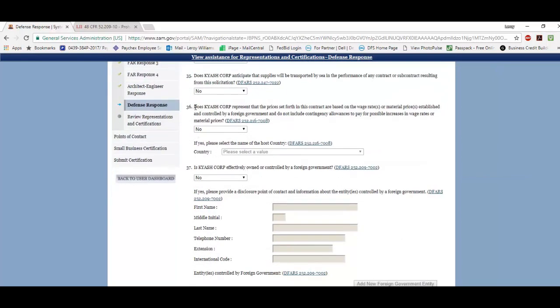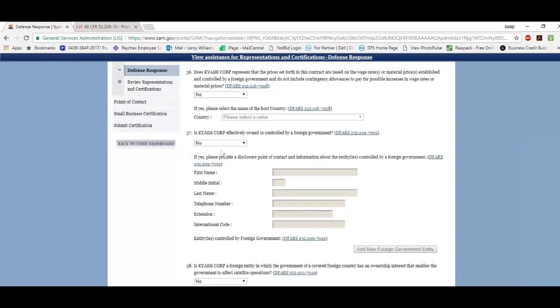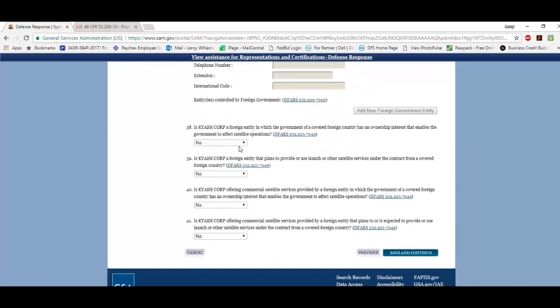That was 35. 36. Does Irs Corp represent that the prices set forth in this contract are based on wage rates or material prices established and controlled by a foreign government and do not include contingency allowances to pay for possible increases in wage rates or material prices? That would be no. As you can see, if we had yes, we'd have to select the country. Number 37, is Irs Corp effectively owned or controlled by a foreign government? No. I'm telling you, this is deep.